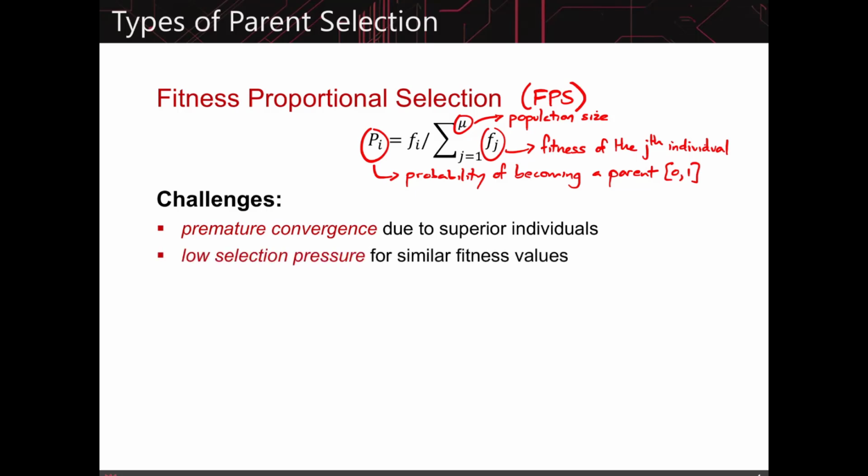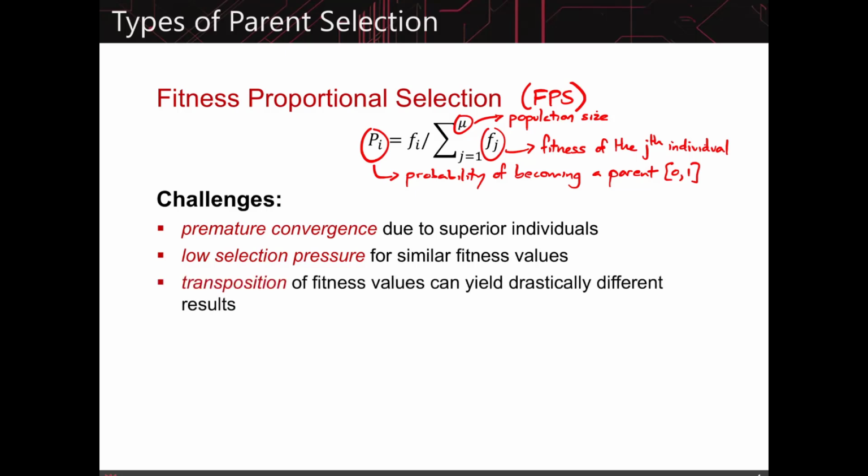Also, there's low selection pressure if you have individuals with similar fitness values, even if one of them is clearly a better solution than the others. And then third, the transposition of fitness values can end up yielding drastically different results. Let me show you what I mean by that.